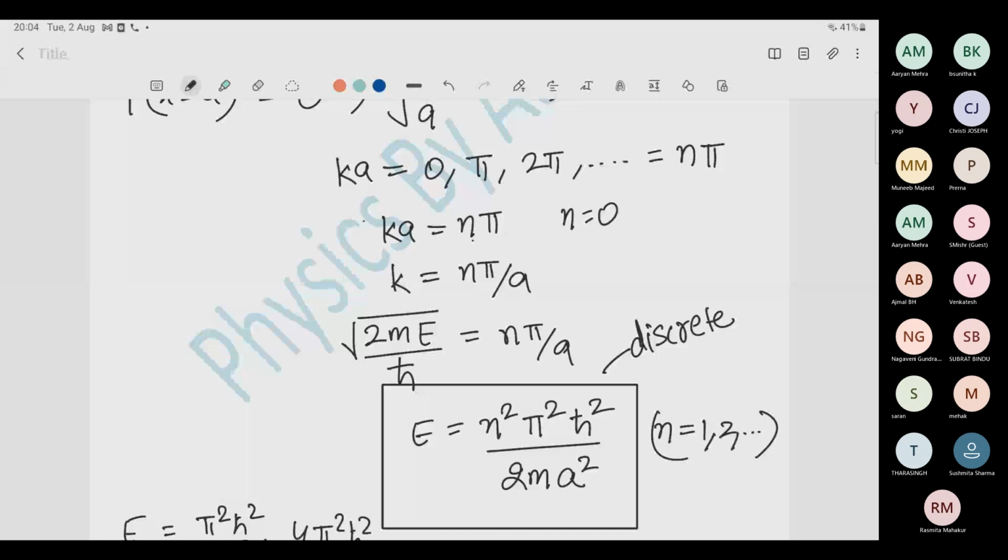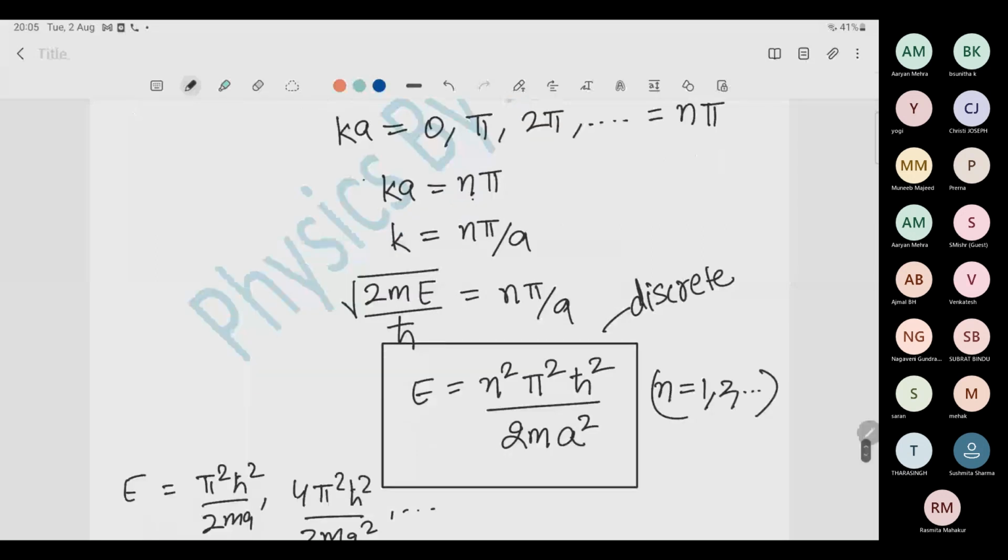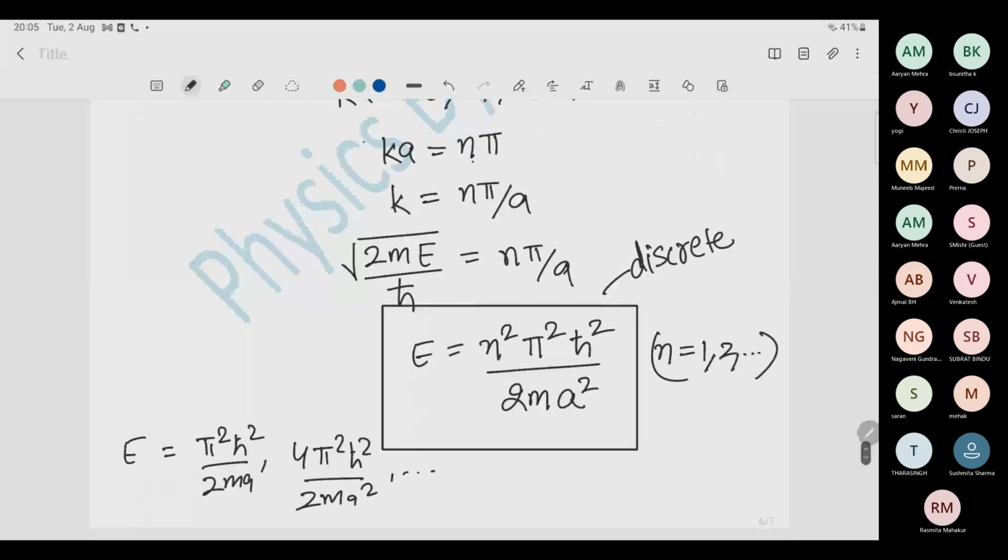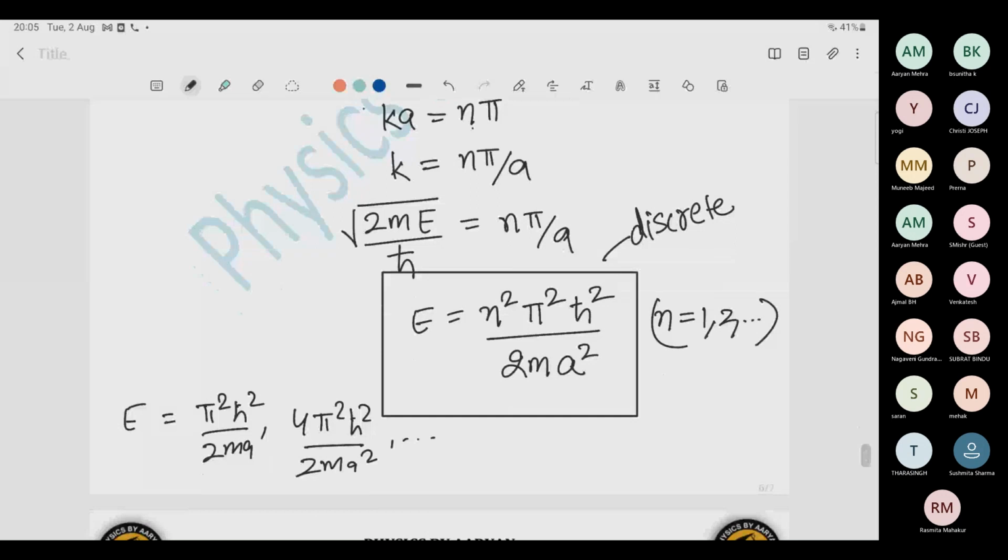Let's say n is 0. Let's assume that n is also 0. What will be the value of energy, my friend? 0. Energy is 0. So what will be the value of momentum, my friend?